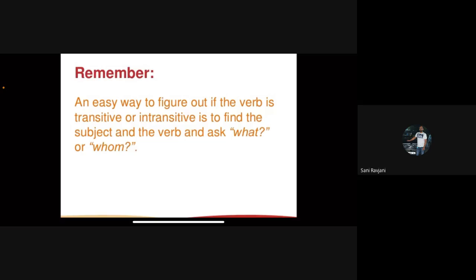So, is it clear till here or any doubts? Clear. See that you have to remember these lines which are written over here.